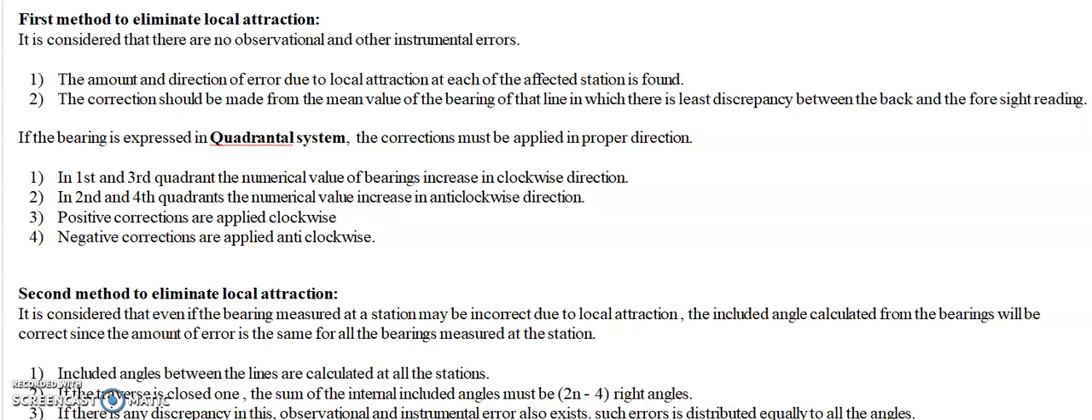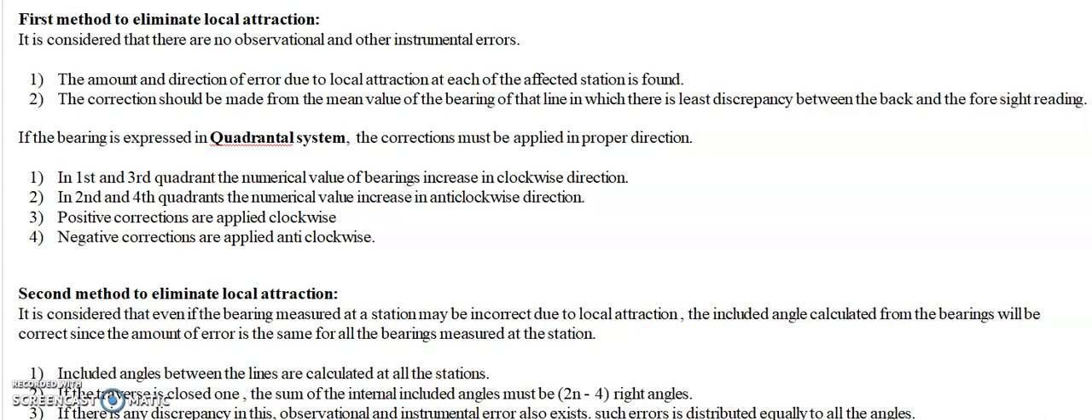Okay. So if the bearing is expressed in quadrantal system, it is taken in a slightly different way. So here are some standard things that are followed if the system that is followed is quadrantal system. That is, in the first and the third quadrant, the numerical value of bearings increases in clockwise direction, and in the second and fourth quadrant, the numerical value increases in anti-clockwise direction. Now, positive corrections are applied to clockwise and negative corrections are applied anti-clockwise. You will understand all these things when we do a numerical.